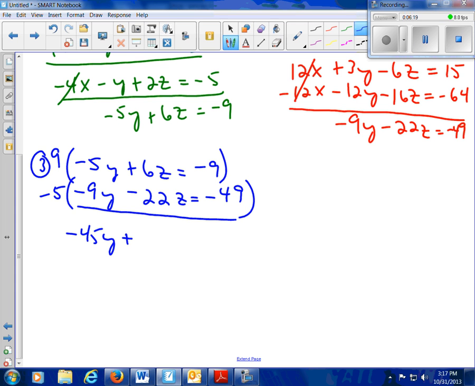9 times 6 is going to give me 54z. And then 9 times negative 9 on the end is going to give me negative 81. So that top equation's been multiplied. Negative 5 times negative 9 is going to give me a positive 45y. Negative 5 times negative 22 is going to give me a positive 110. And then negative 5 times negative 49 on the end is going to give me a positive 245.